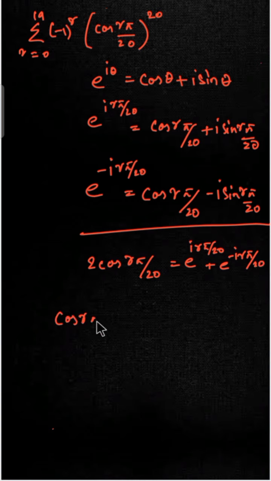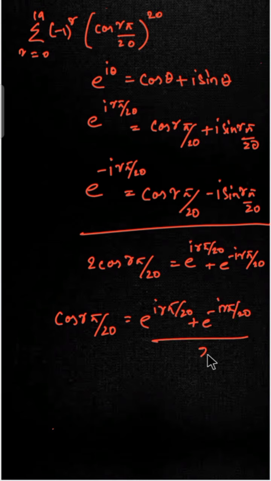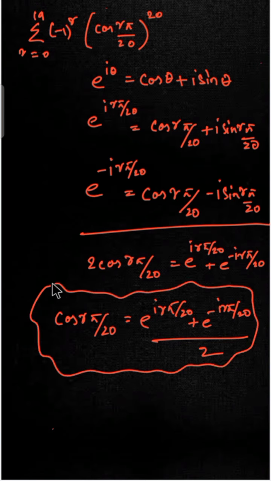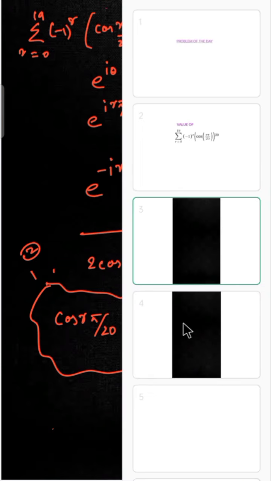So you get cos r pi by 20 is equal to e power i r pi by 20 plus e power minus i r pi by 20, divided by 2. So this is the value of cos r pi by 20, and we're going to use this value here. Let me keep this as 2. So we'll be using this value of 2 in the question. All right, so coming to the next page.